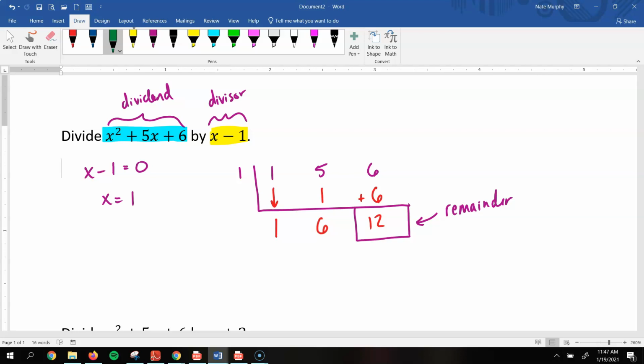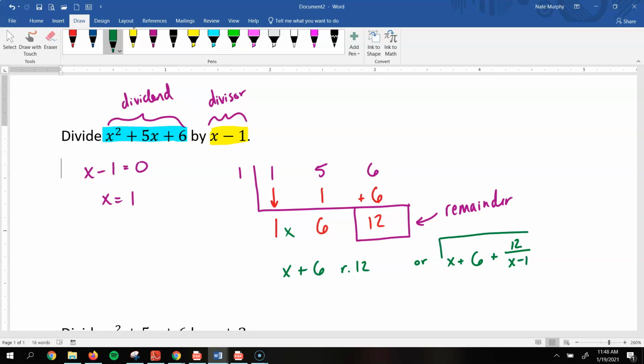So whatever number is closest to the box stays as a number. Then we're going to go to the left of that and just put an x. And that's your answer. So our answer would be 1x, or just x, plus 6 with the remainder of 12. The proper way to write that when we have a remainder is x plus 6 plus, and then we write the remainder as a fraction, 12 over our divisor. Our divisor was x minus 1.